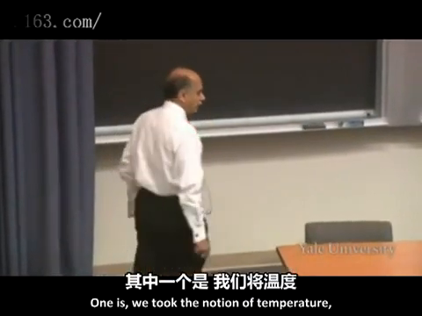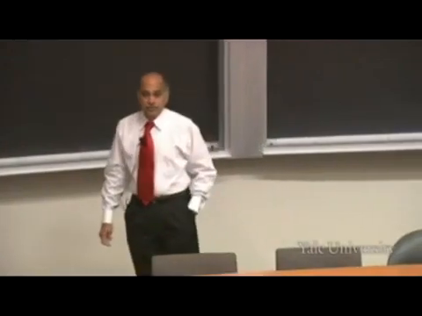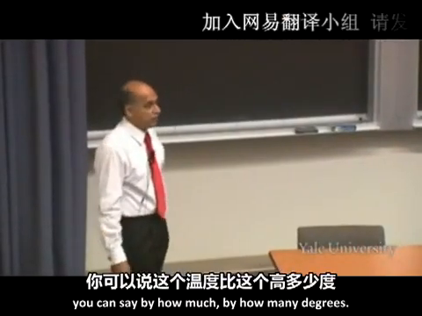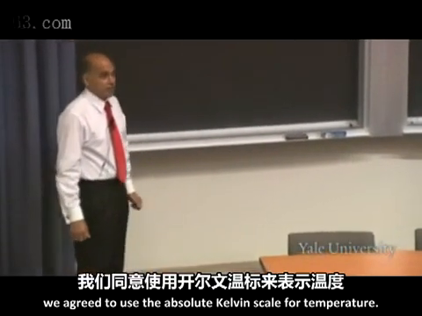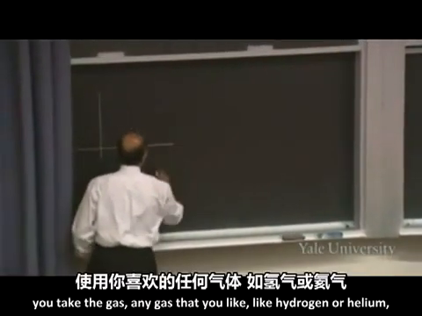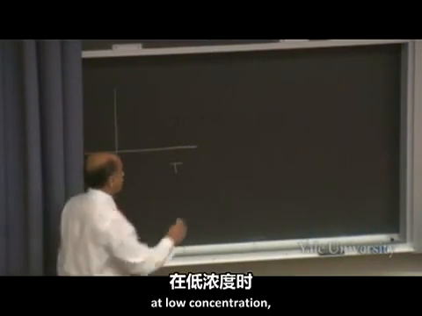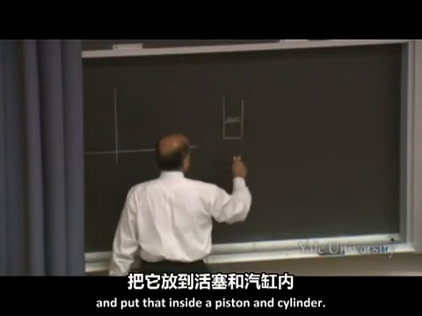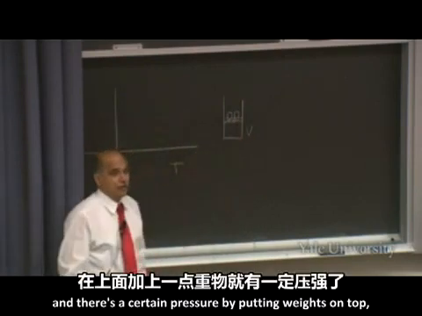One is we took the notion of temperature, for which we have an intuitive feeling, and turned it into something more quantitative. So you can not only say this is hotter than that, that's hotter than this. You can say by how much, by how many degrees. And in the end, we agreed to use the absolute Kelvin scale for temperature. And the way to find the Kelvin scale, you take the gas, any gas that you like, hydrogen or helium, at low concentration, and put that inside a piston and cylinder where it occupies some volume, and there's a certain pressure by putting weights on top.